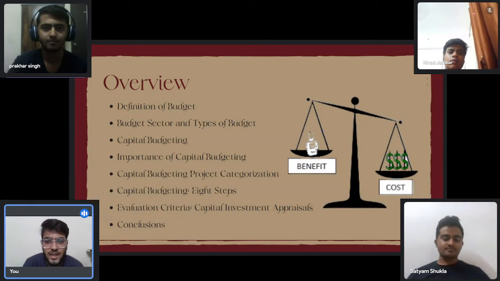First, we'll take an overview of what we will see in capital budgeting: the definition of budget, the many types of budget, capital budgeting, its importance, capital budgeting categorization, the 8 steps of capital budgeting, and then some evaluation criteria.